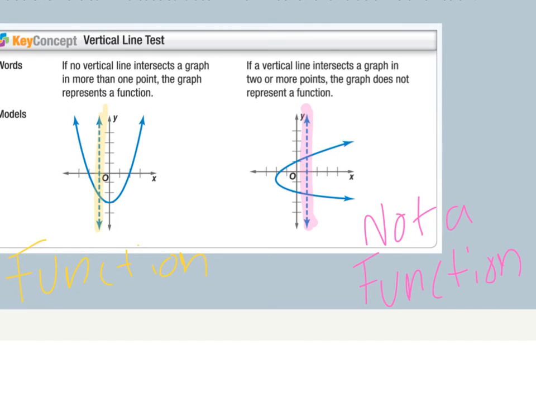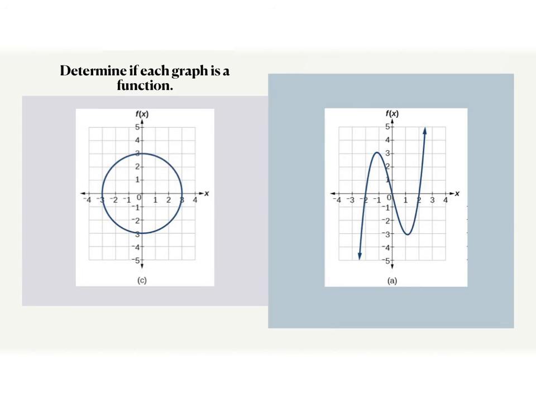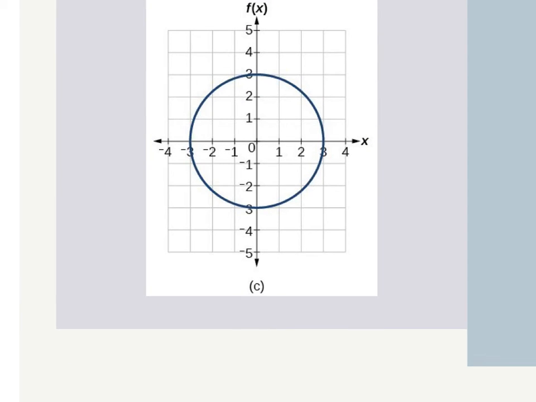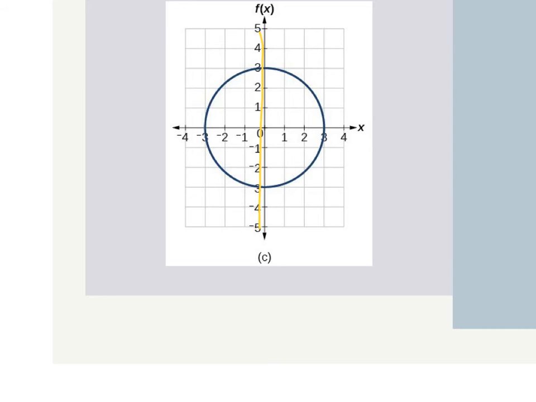So let's go back to 1a. For these two examples, we need to determine if the graph is a function, so we're going to do the vertical line test. Looking at this circle for our first one, would this be a function? No, because if we took a vertical line here, it touches the graph at 2 points, so this is not a function.